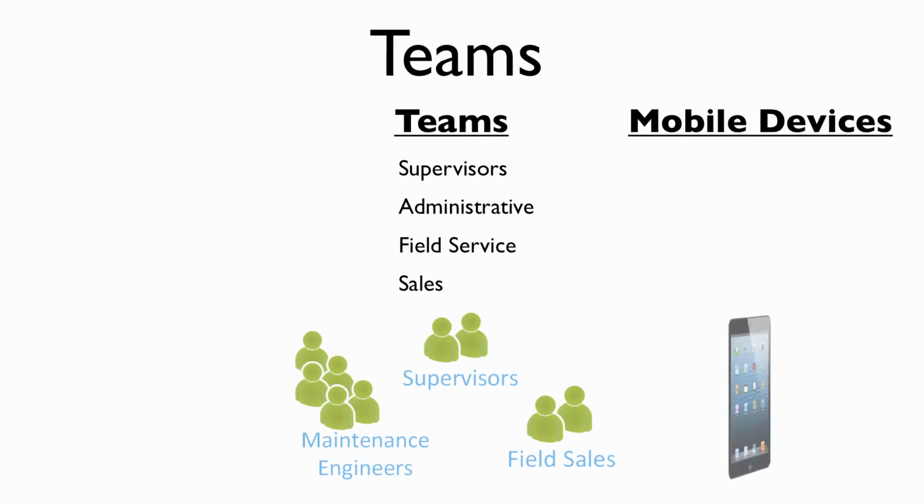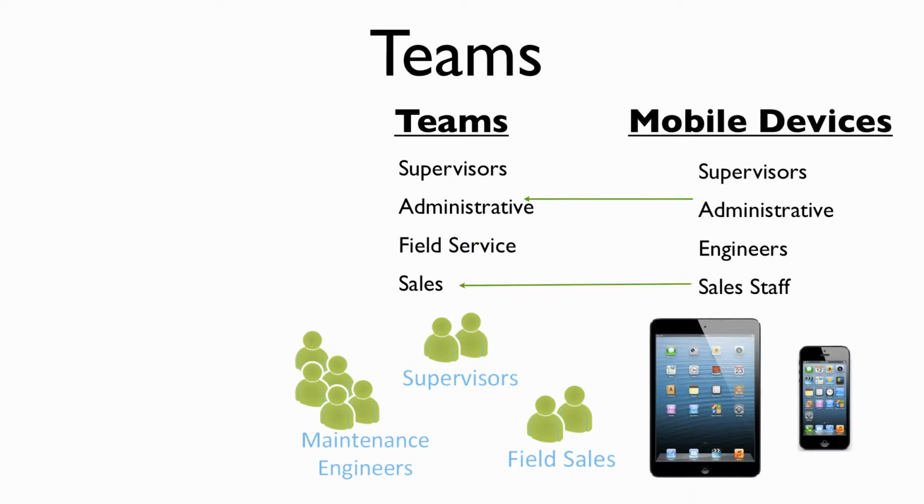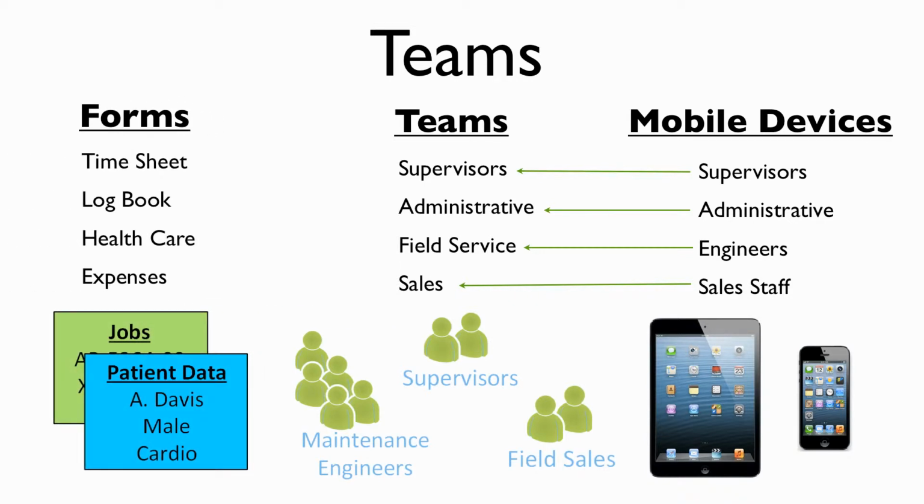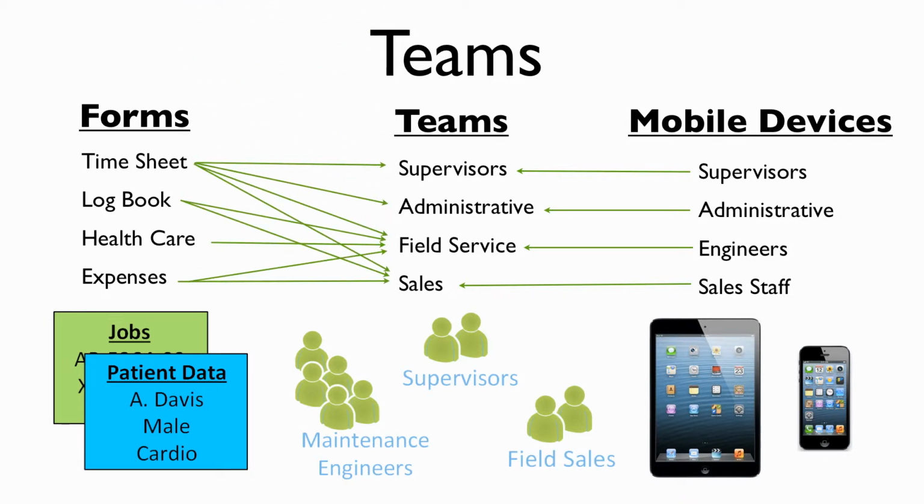On the right, we have employee devices which we want to link to their respective teams. On the left, we have all the forms we created earlier. We will assign the appropriate forms to each team. Forms can be assigned to multiple teams. For example, timesheets are used by several teams.